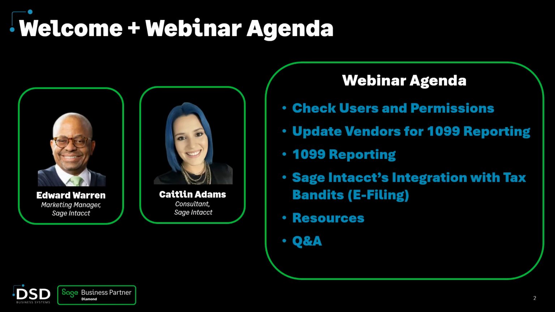For our agenda today, we'll start with a welcome. Next, Caitlin will review how to check users and permissions, update vendors for 1099 reporting, and walk through the reporting itself. She'll then cover Sage Intacct's integration with Tax Bandits for e-filing, highlight available resources, and then we'll wrap up with a live Q&A session. Please feel free to interact with us through the questions panel. We want to make sure the session is impactful and valuable for you.